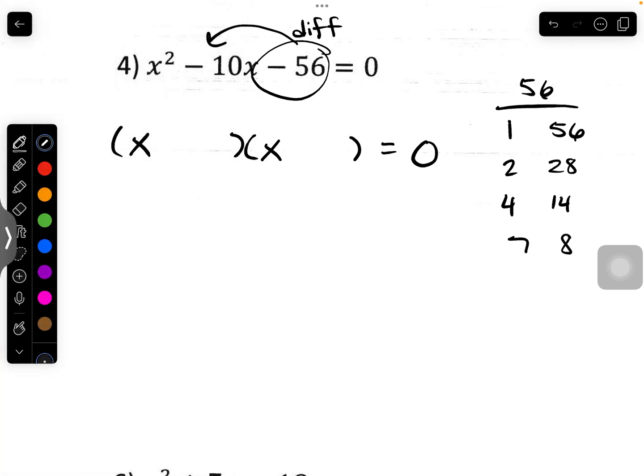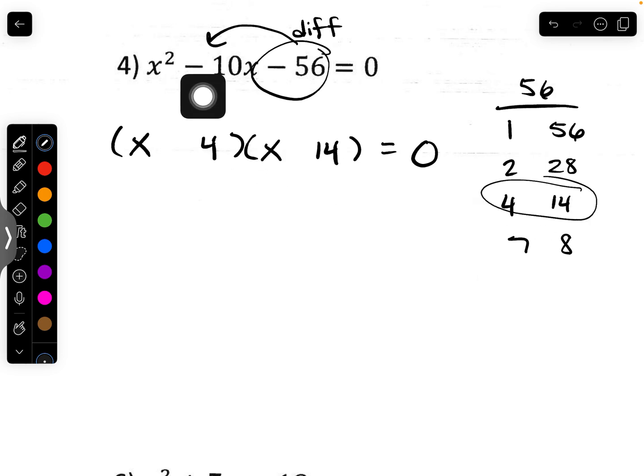And a reminder, again, we want a difference because 56 was negative. The difference between 4 and 14 is 10. So we're going to use those two. I want my bigger number to be positive, so I add up to a negative 10. So negative 14 and a positive 4 here. You can just recognize that the opposite of 4 is negative 4. The opposite of negative 14 is positive 14.